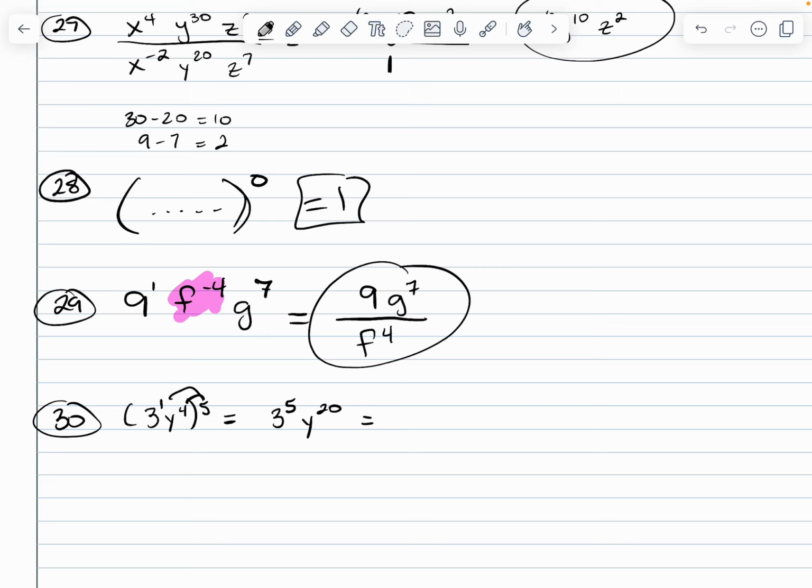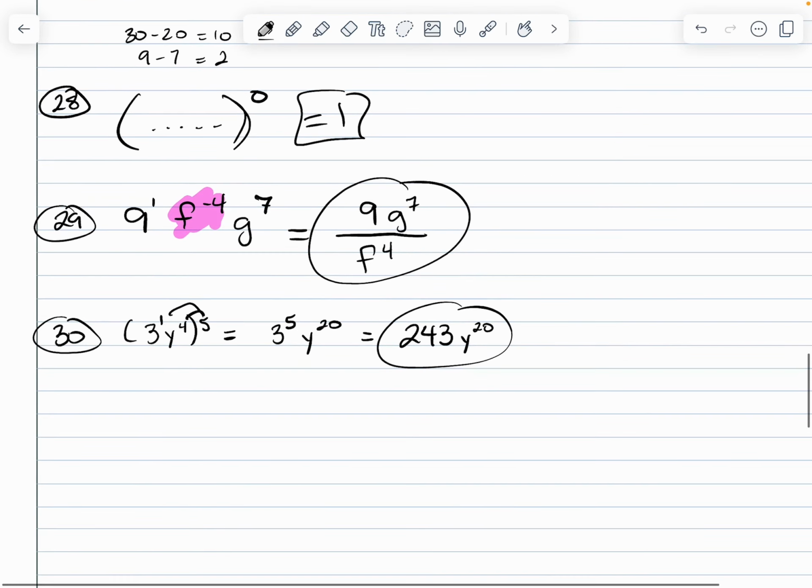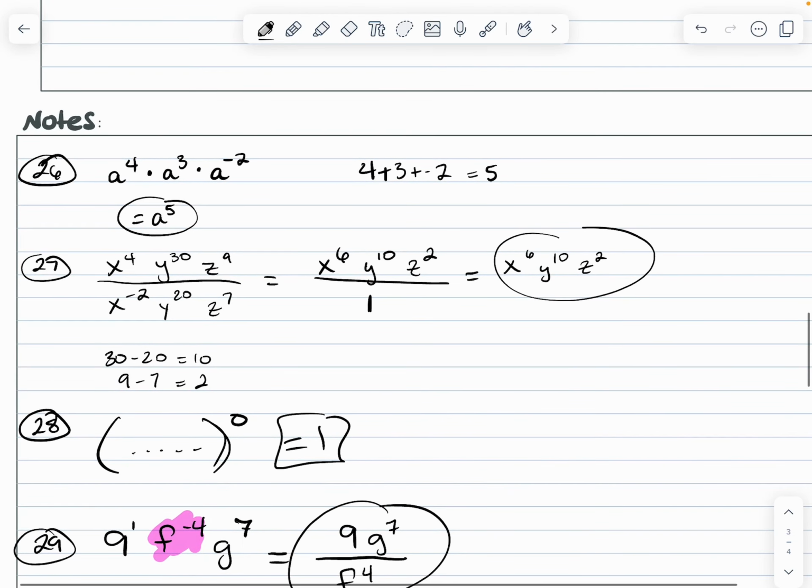3 to the 5th power, if we type that in our calculator, 3 raised to the 5th power is 243 y to the 20th. Okay, 3 times 3 times 3 times 3 times 3. 5 times total. All right, so that's number 30. Okay, 31. 31 says when you multiply exponents with the same base, all right, 31 is like 26.